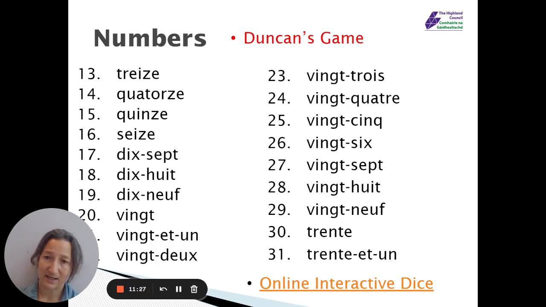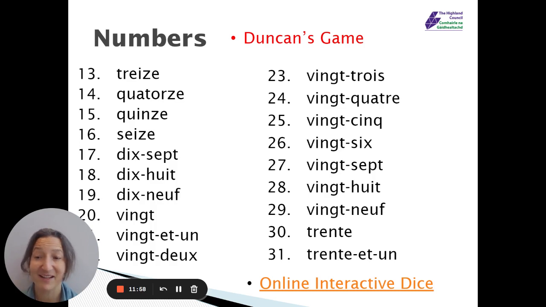13, 14, 24. Looking at how we say numbers which have an E after the last consonant. So 14, 14, 15, 16. That pattern, that Z-E. A bit like 16, 15, that "teen" sound in English that we have, and pattern.